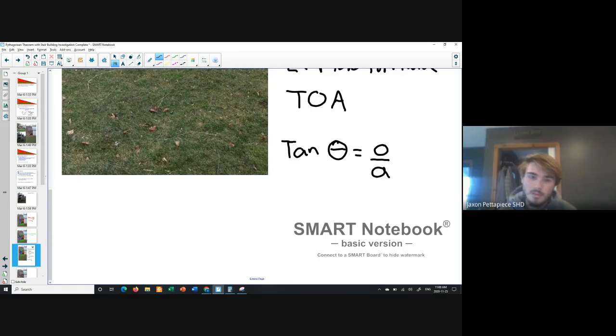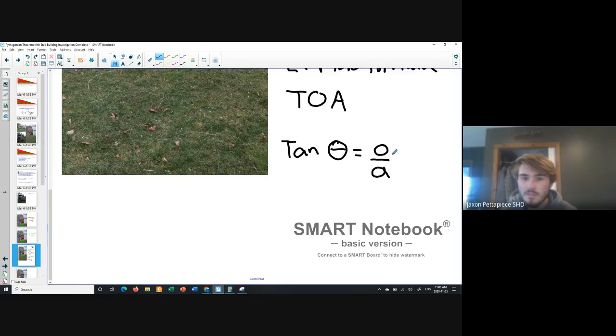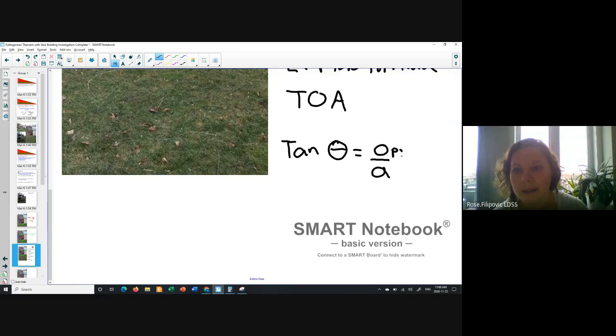Theta over A, which is something you said before. No, so opposite over adjacent. I don't have as much room to write out the whole thing. So we just need to make sure that we put that angle right there. The angle always goes with the trig name: sine theta, cos theta, tan theta. We just want to make sure that we put that there.